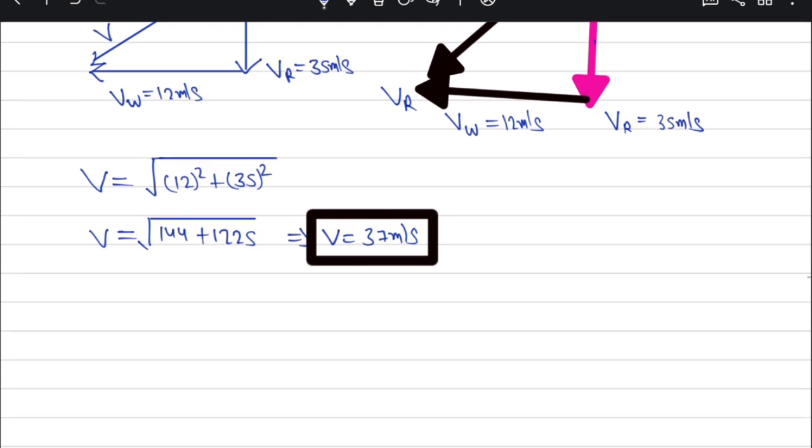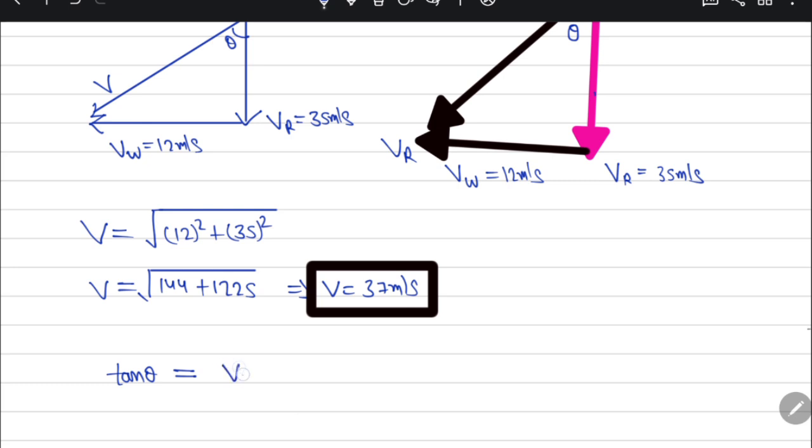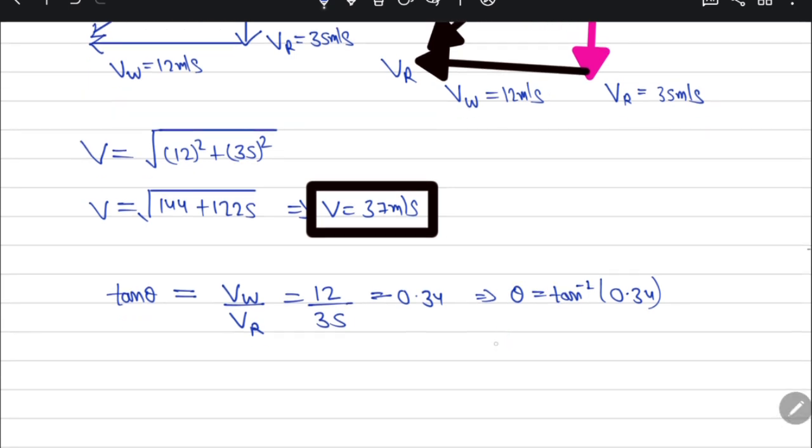They're asking direction. So for direction, you find the angle, that is tan theta. Tan theta is equal to perpendicular upon base. So velocity of wind is here 12, velocity of rain is 35. If you divide 12 by 35, this comes out to be 0.34. And if you find the angle of it, theta is equal to tan inverse 0.34. So this comes out to be roughly 18.9 degree. So what is the meaning of it?